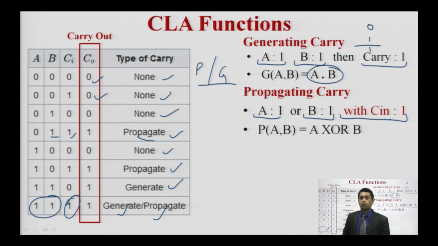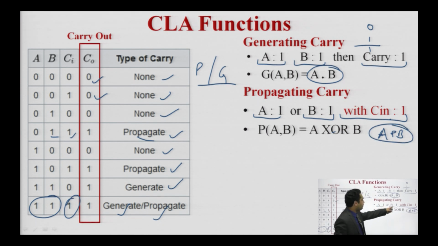So when we are talking about generate and propagate, both are happening here. In this case we are using the XOR. In some books it is mentioned that we can also use the OR, as either one results in the propagation. So we can also use this circuit, but the preferable one is the XOR.